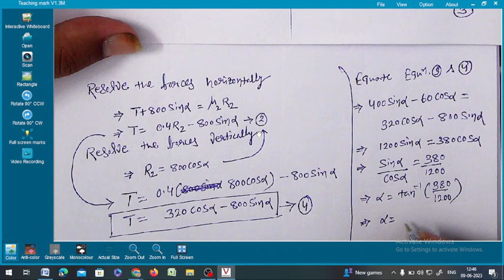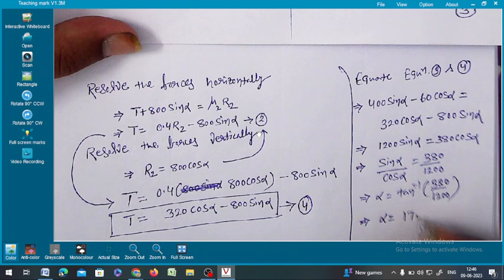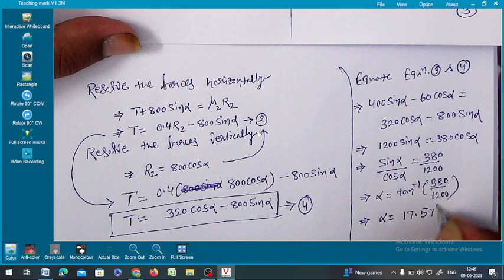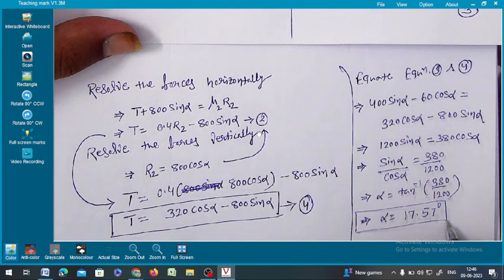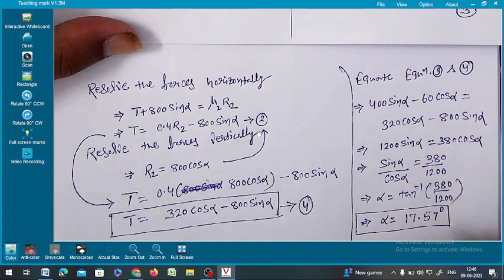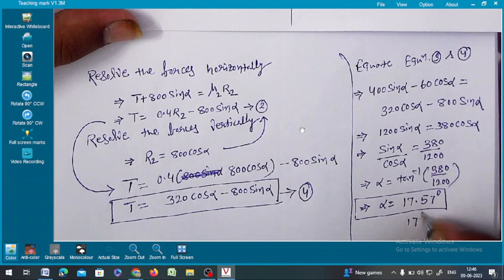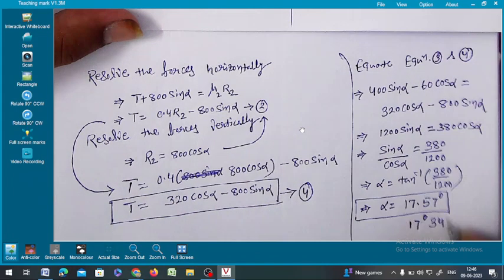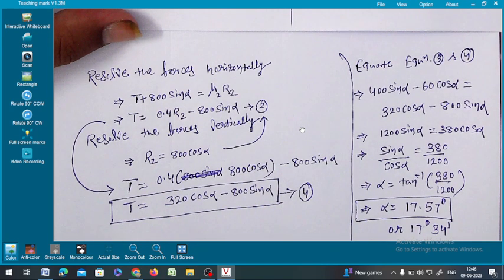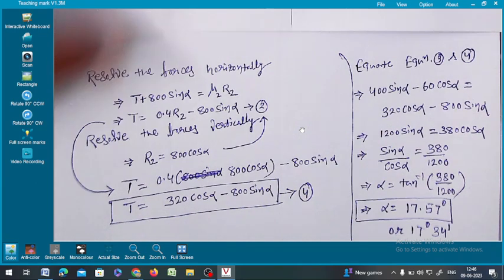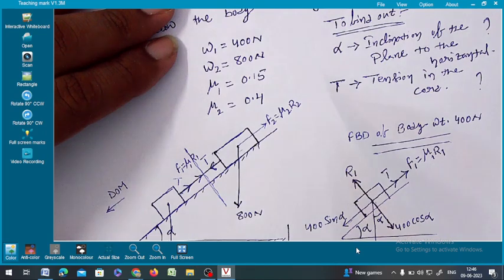17.57 degree. Okay, 17.57 degree, that is 17 degree 34 minutes. So that one also you can take, or I'm writing that also: 17 degree 34 minutes. This is also the answer. Clear? So you got alpha. One part of the answer you got. Okay. So alpha is clear.